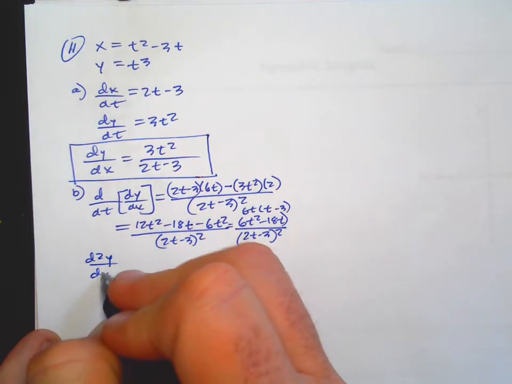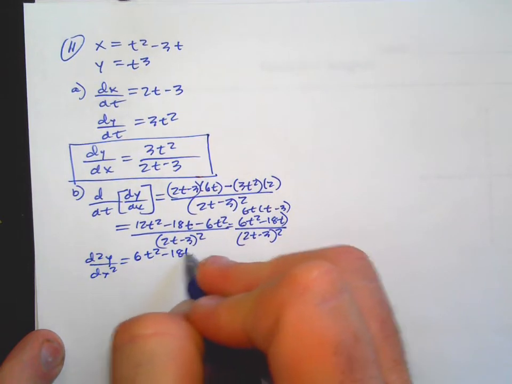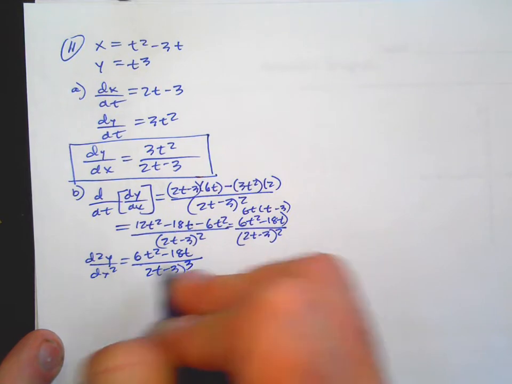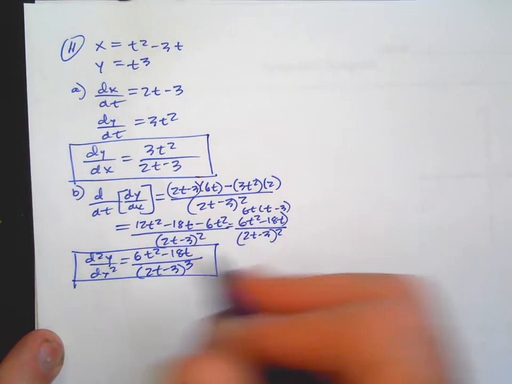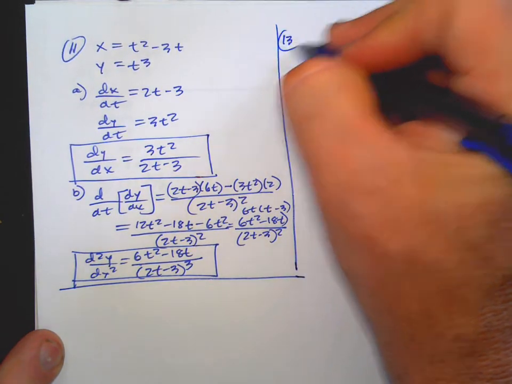Second derivative. 6t squared minus 18t. I mean, you can factor it. It just doesn't help. So in retrospect, I just wouldn't have done it, but the bottom line would just be factored. 13.